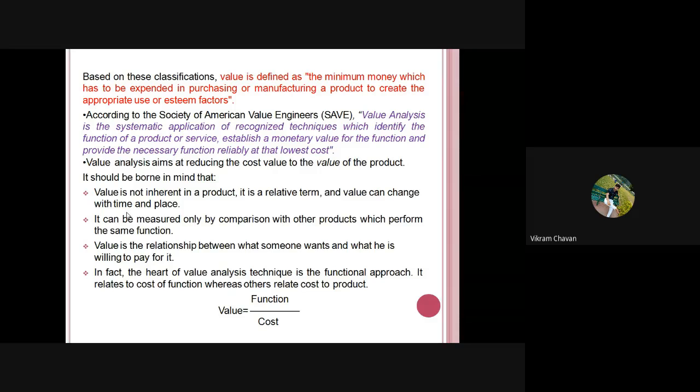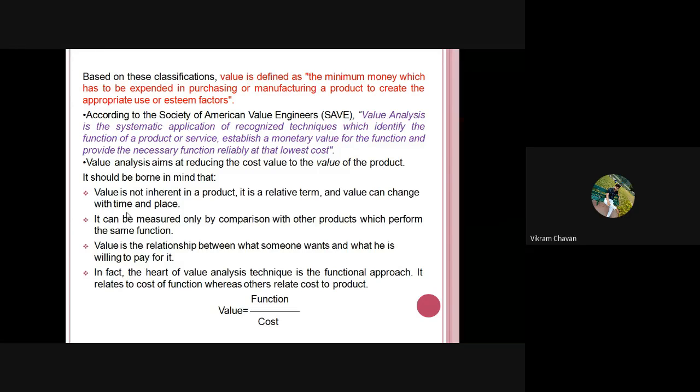So value is always proportional to, or we can say the ratio of, the functionality of the product to its cost. More the functionality, more the valuation. More the cost, lesser the valuation. So this is the simple relation: more the functionality, more the valuation; more the cost, lesser the value.